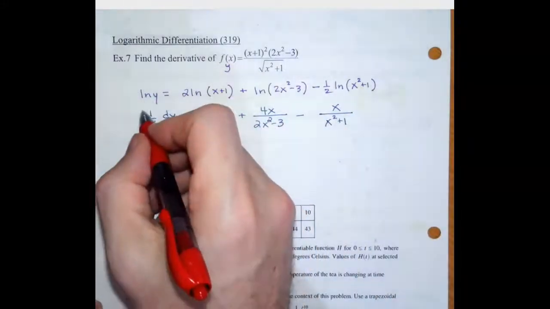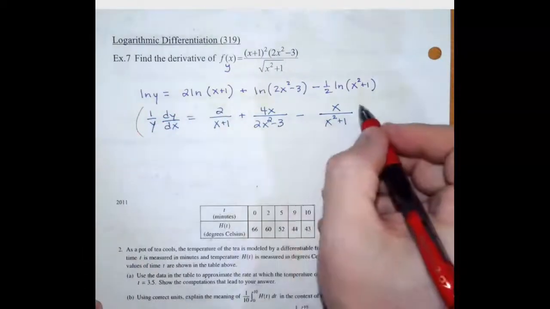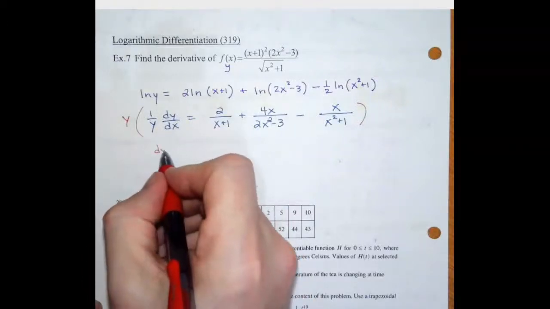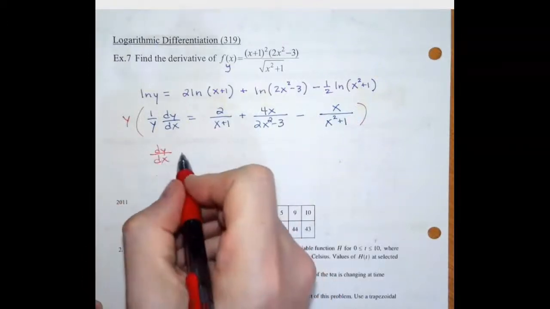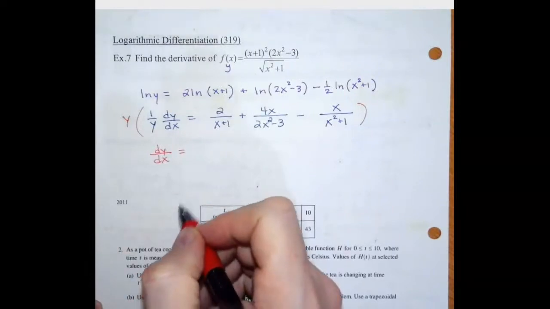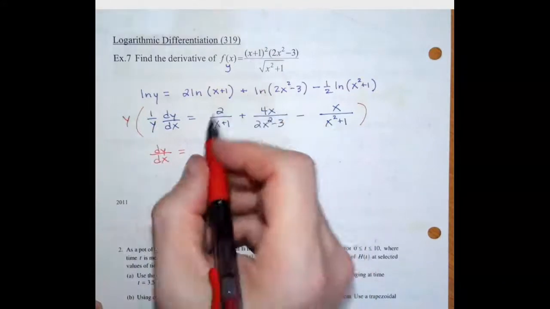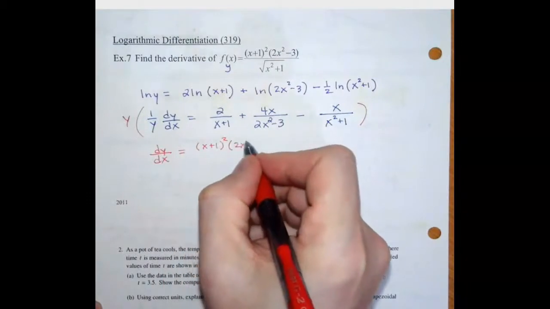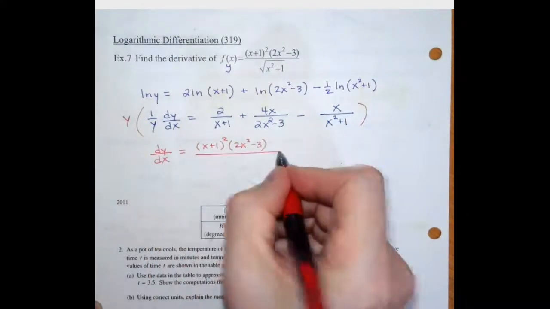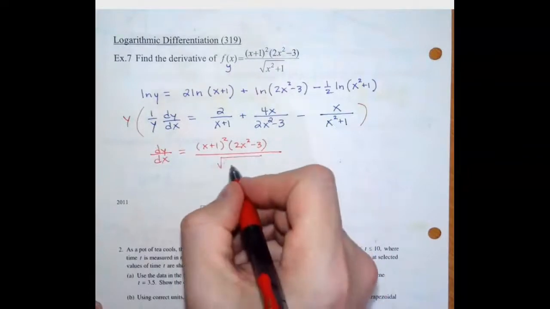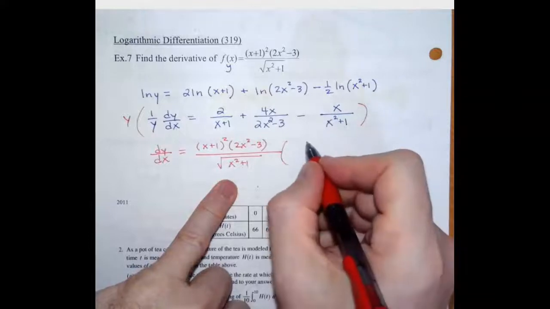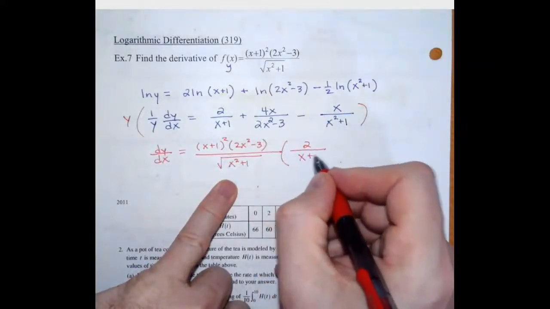Now we're going to multiply both sides by y, or multiply the whole thing times y. So this is going to cancel out here. We're just going to get dy dx. And then we would have y times this side over here. Now y is up there, so that would be, what am I doing? I'm writing down y. This is y. And that y is being multiplied by this.